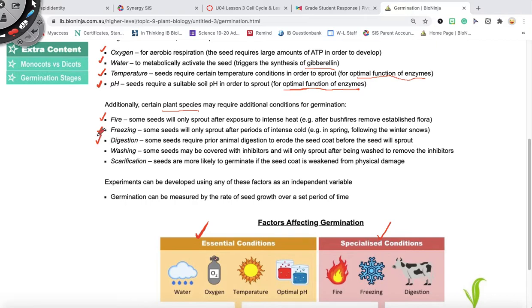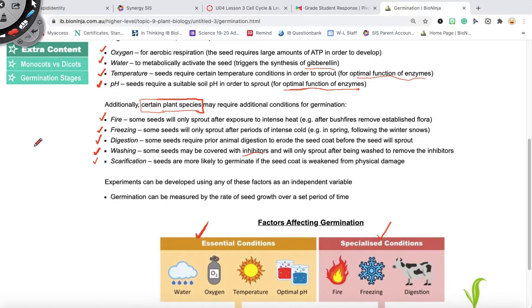Digestion. Some seeds require prior animal digestion to erode the seed coat before the seed will sprout. So the digestion and the hydrochloric acid inside the ruminant is going to help remove that seed coat. Some seeds require washing to remove some inhibitors that will inhibit the germination. And some seeds require scarification, which are seeds that are more likely to germinate if the seed coat is weakened from physical damage. But these are for certain plant species.